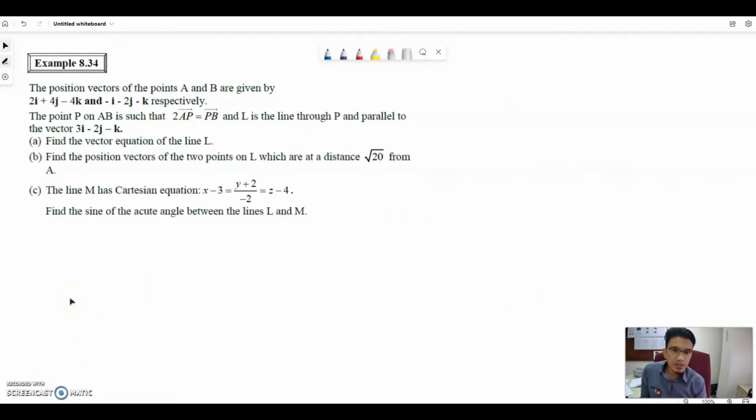Okay, let's look at another example. Example 8.34. This is quite a difficult question. We are given the position vectors of point A and point B, and point P on AB is such that 2AP is equal to PB, and L is the line through P and parallel to the vector 3i minus 2j minus k.